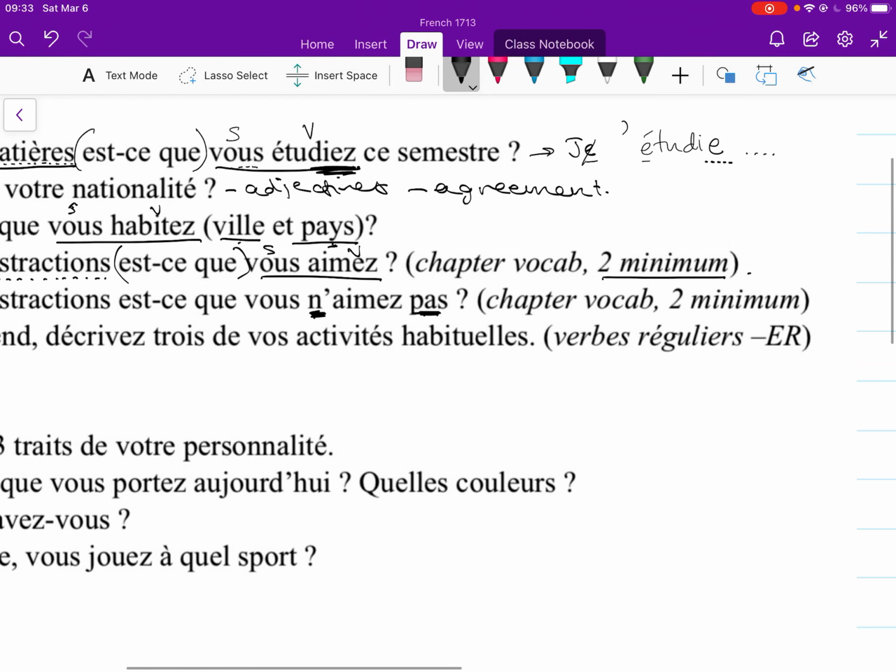So this is the important part. We're using regular ER verbs. You don't have to be really complicated here. You just want to go subject, verb, subject, verb, subject, verb. 3 activities that you like: I ski, I sleep. Well, no, sleep is not a regular ER, but I study and I work, something like that.